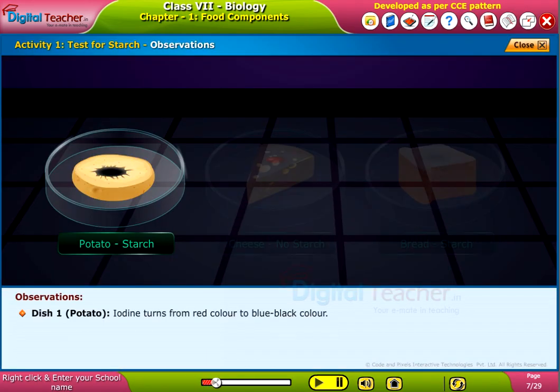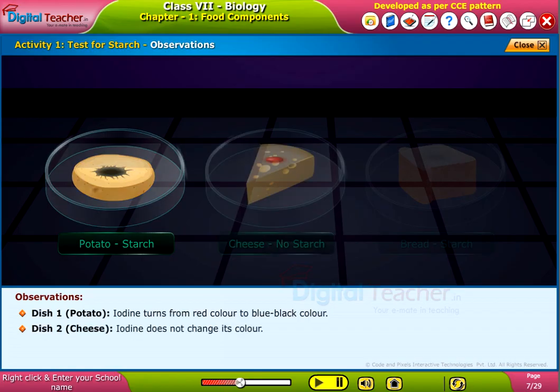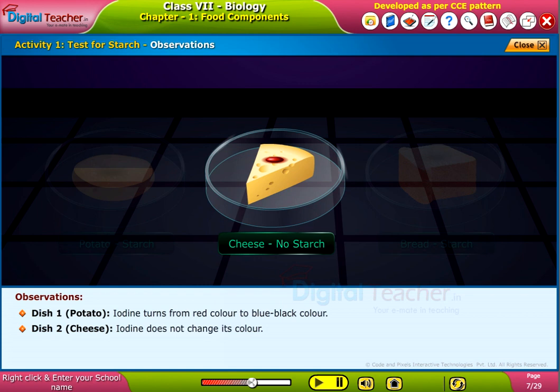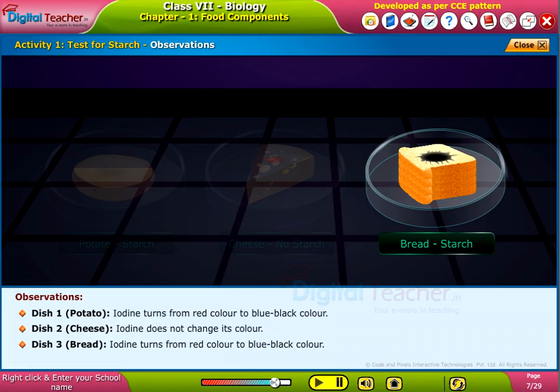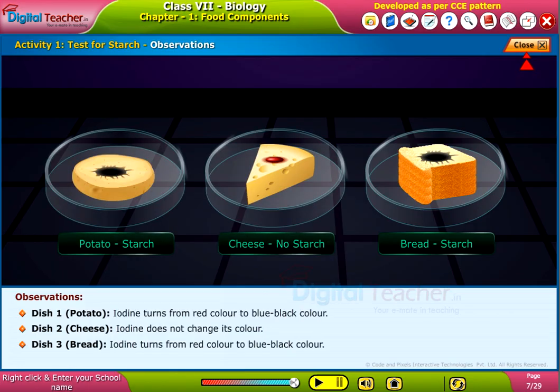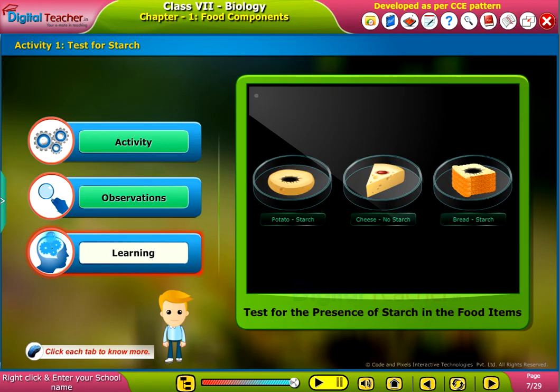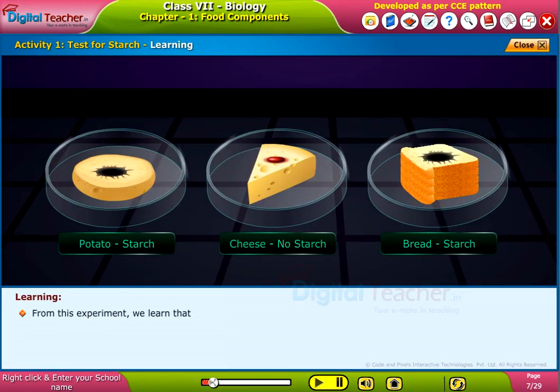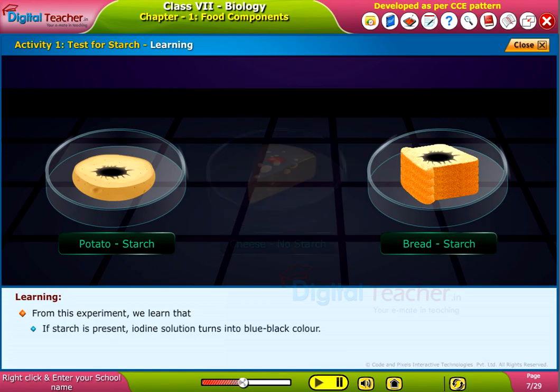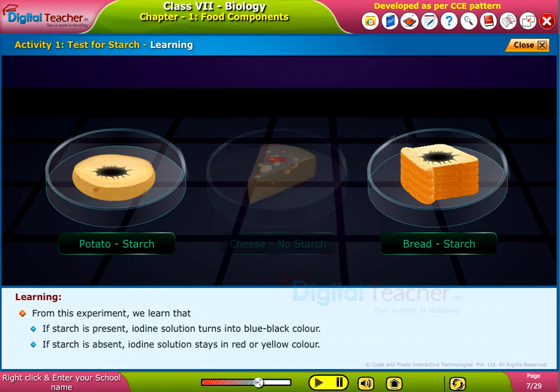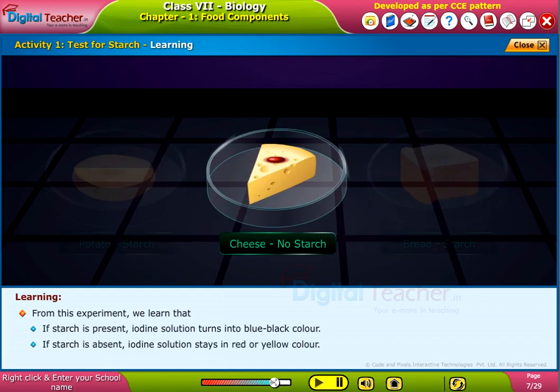Dish 1. Potato. Iodine turns from red color to blue-black color. Dish 2. Cheese. Iodine does not change its color. Dish 3. Bread. Iodine turns from red color to blue-black color. From this experiment, we learned that if starch is present, iodine solution turns into blue-black color. If starch is absent, iodine solution stays in red or yellow color.